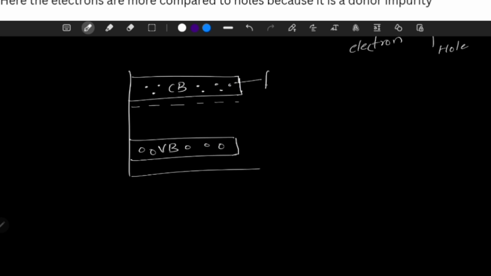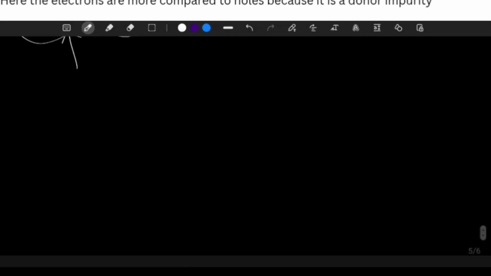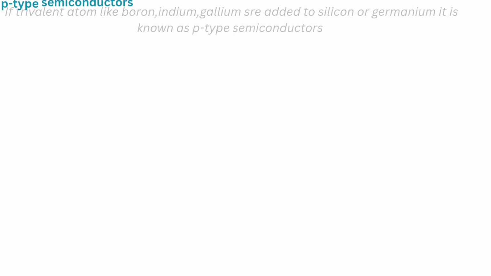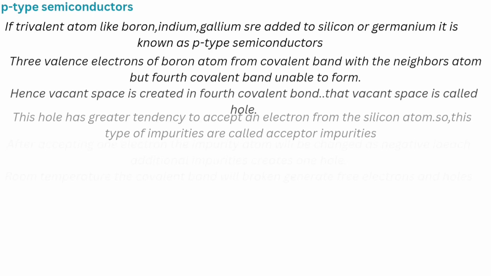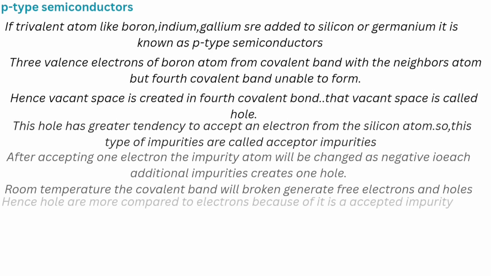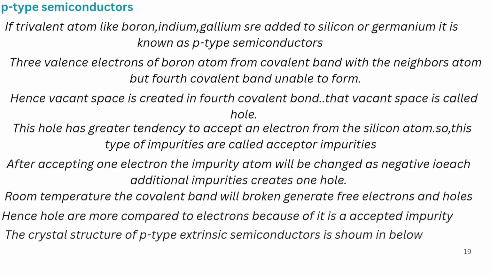Some main points we have to remember about n-type semiconductor: in n-type semiconductor we are adding fifth group elements, and here electrons are majority carriers, holes are minority carriers. So electrons are more when compared to the holes, and the current conduction is due to electrons. The Fermi level is towards the conduction band. So this is the n-type.